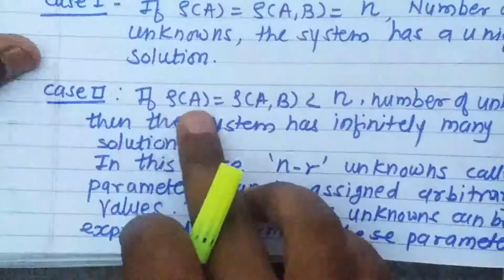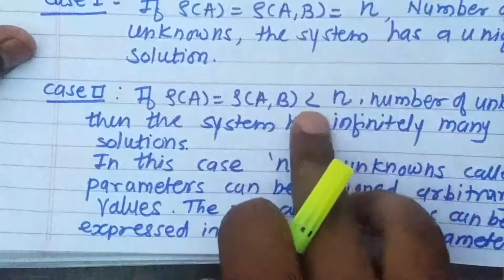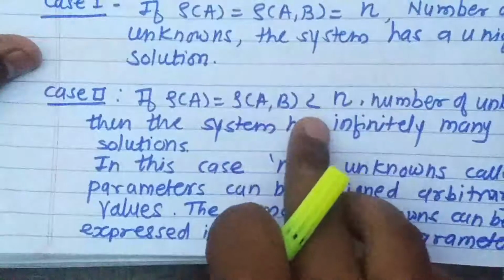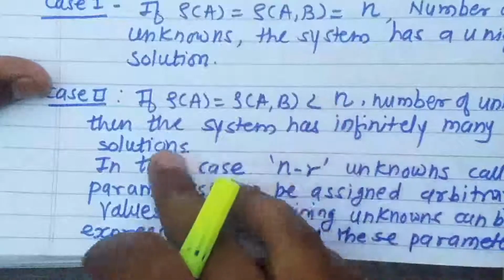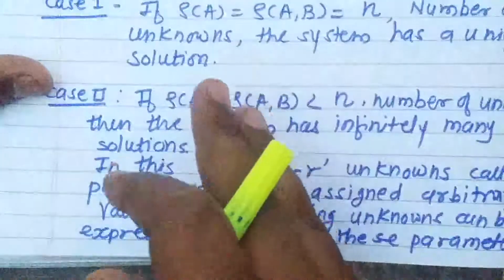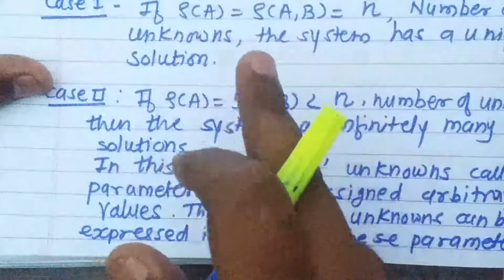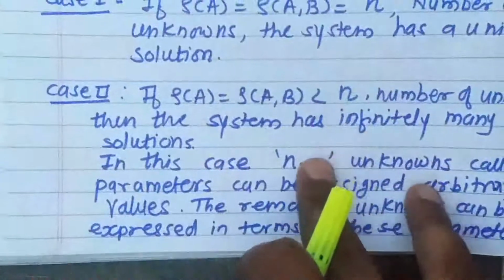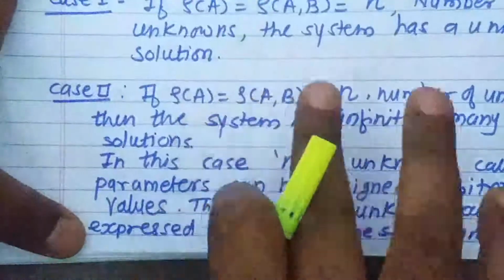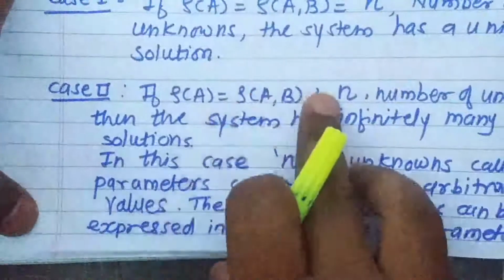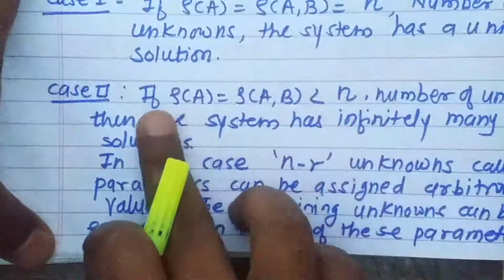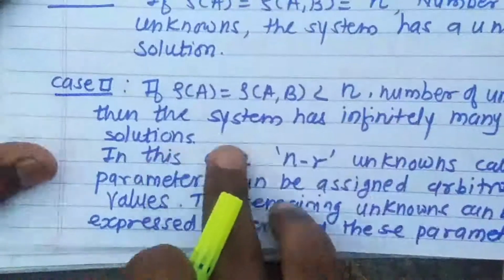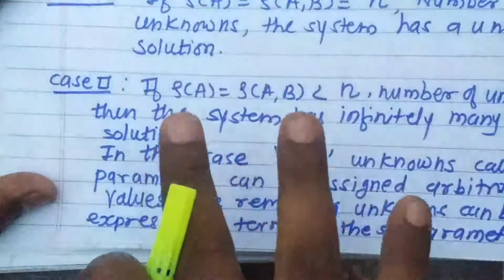And in case number 2, if the rank of A equals the rank of [A, b] and is less than n, the number of unknowns, the rank cannot be more than n. That is very clear, because we know the property of rank: whenever we have a matrix of order m by n, the minimum of the number of rows or columns is the maximum rank. When you take an example, you will understand why it cannot be greater than n. If the rank of A equals the rank of [A, b] and is less than n, the number of unknowns, then the system in this case has infinitely many solutions.